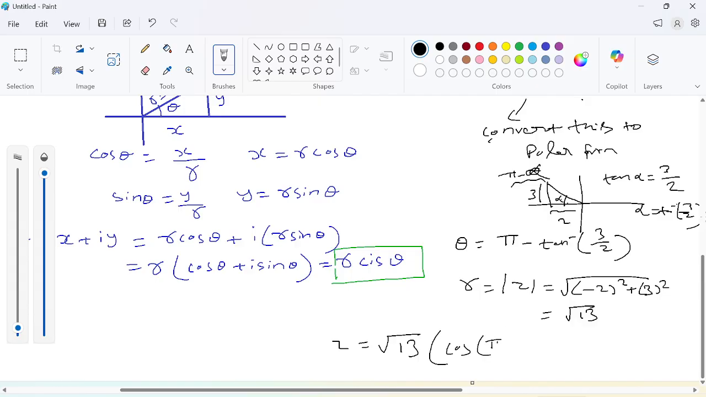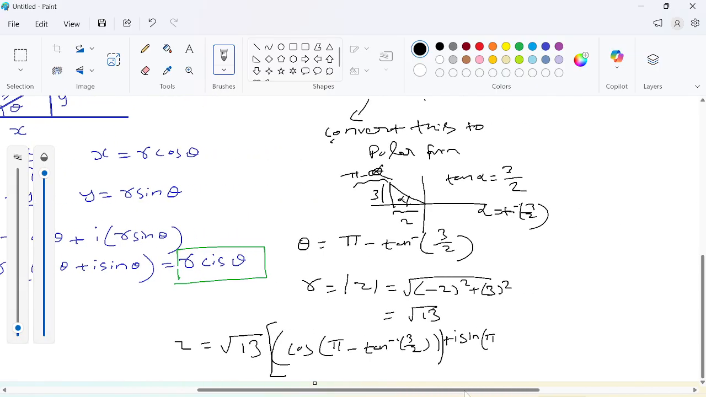What is your cos theta? Cos of pi minus tan inverse of 3 by 2. Take root 13 common, plus, you take this also in bracket, i sine of pi minus tan inverse of 3 by 2. In place of theta, substitute this pi minus tan inverse of 3 by 2.